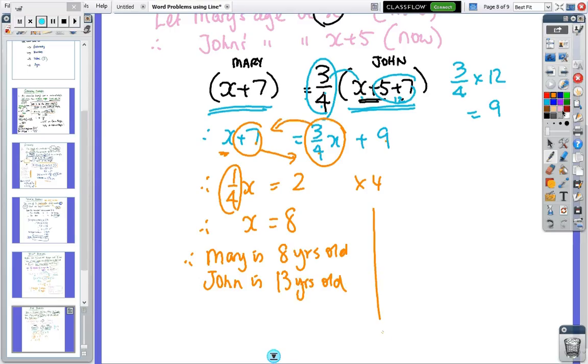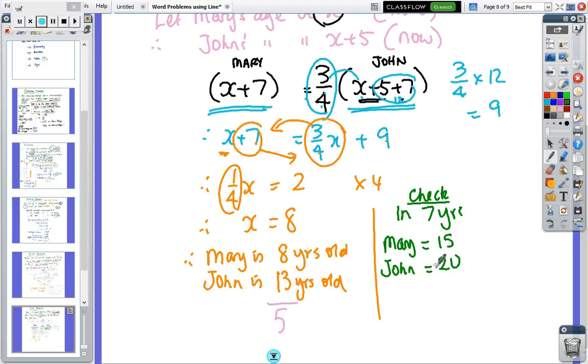And how do you check? Well, obviously they have a 5-year gap, but let's just check what's happening in 7 years' time. So this is the check. In 7 years, Mary is 15. John, in 7 years' time, will be 20. And 15 equals 3/4 of 20. So there's your check. Okay, copy that down when you're ready to come across.